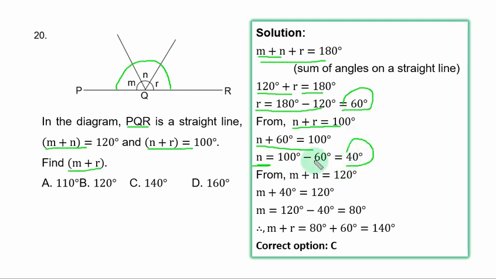So let's get M using M plus N equal to 120 degrees. Now N is 40. So you have M plus 40 degrees equal to 120 degrees. If you collect like terms and subtract, M is equal to 80 degrees. Therefore, M plus R is equal to 80 degrees plus 60 degrees, and that is 140 degrees. C is the correct option.